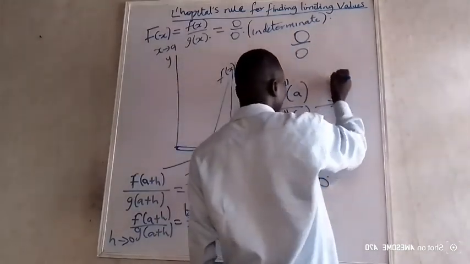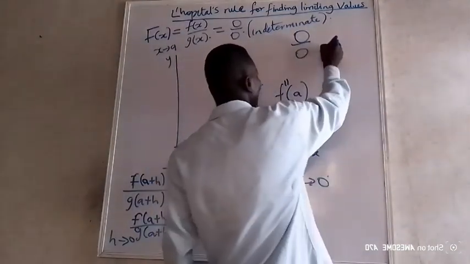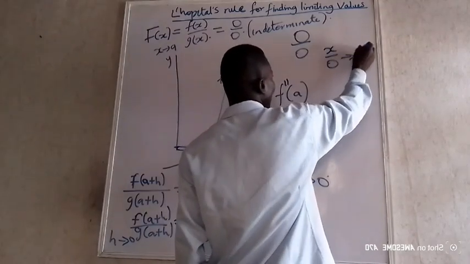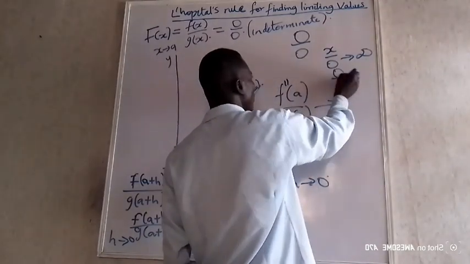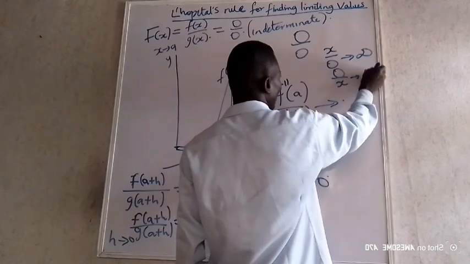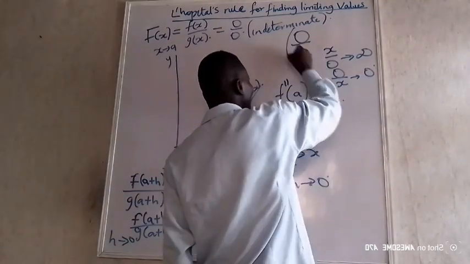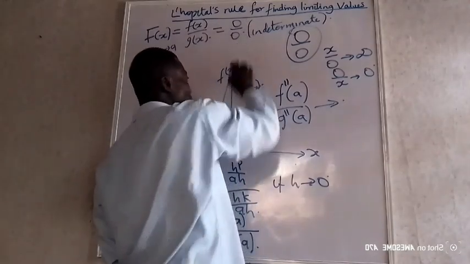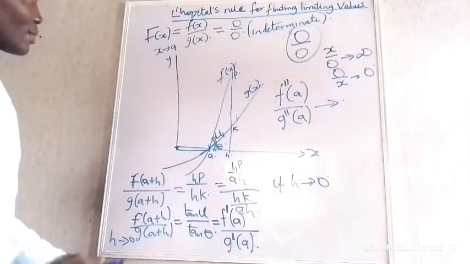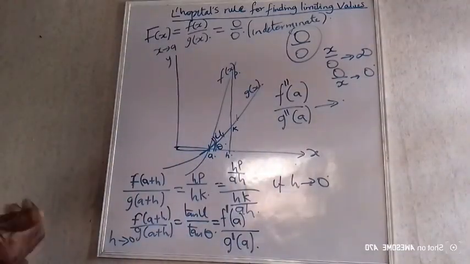If you have it as x over 0, so that is infinite. If you have it as 0 over x, that is 0. So that one is different. This is the only time you need to do all these L'Hopital's work. Let's look at one or two examples.